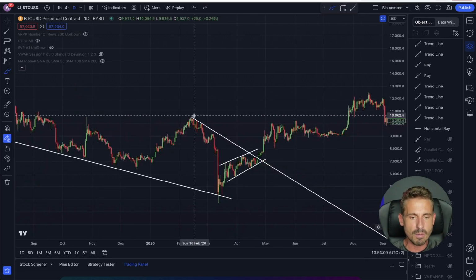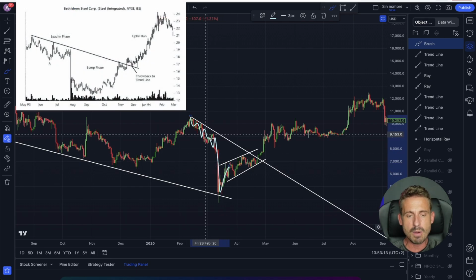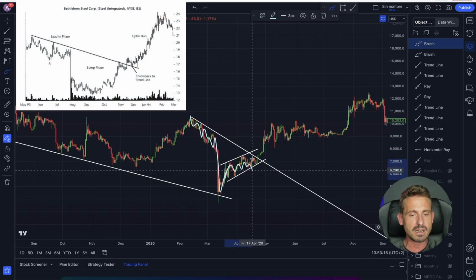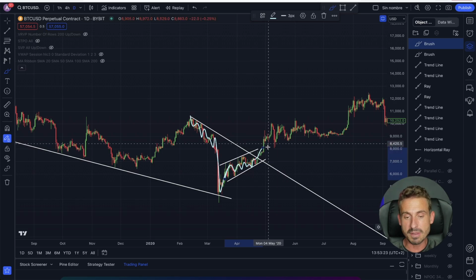Now, we do have this lower high resistance trend line forming this kind of bump and run pattern where we have the bump phase. We start climbing up to the lower high resistance, and as soon as you break out of that resistance, it's a confirmation that the trend is shifting here to the upside.